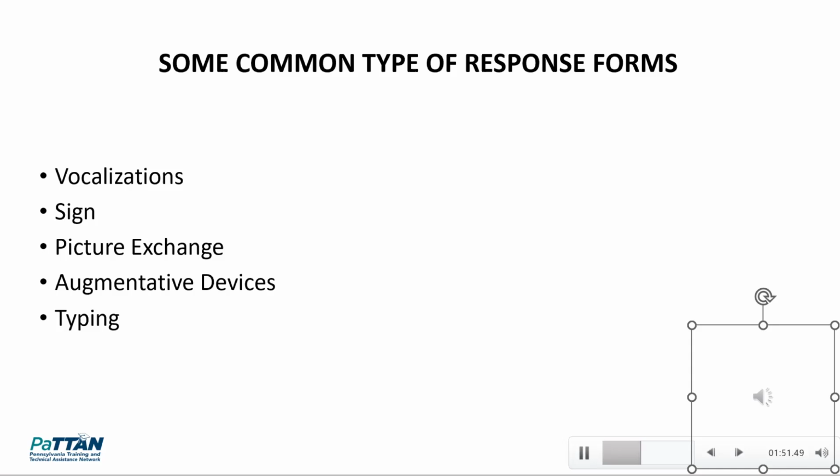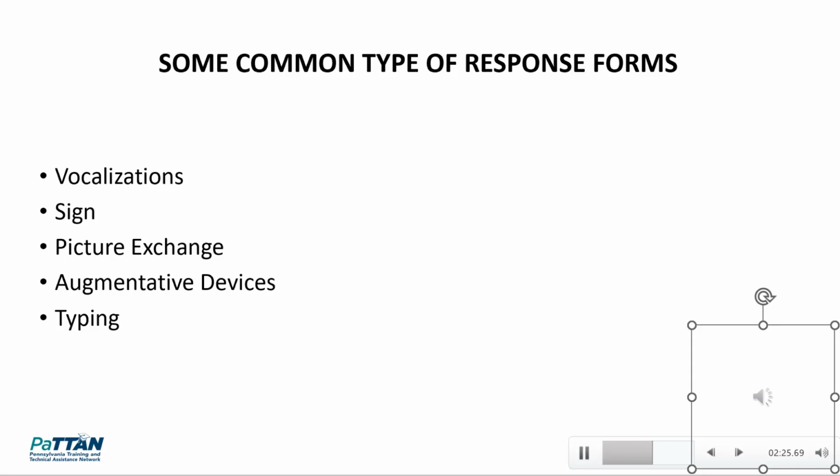Next, we're going to talk about picture exchange. This is a response form to consider when vocalizations are not occurring or are unintelligible, and signs have been ruled out. Picture exchange involves a child giving a picture of an item to communicate a want or need. It can also consist of a student pointing to a picture of the item and, instead of exchanging it, showing that picture to the listener.